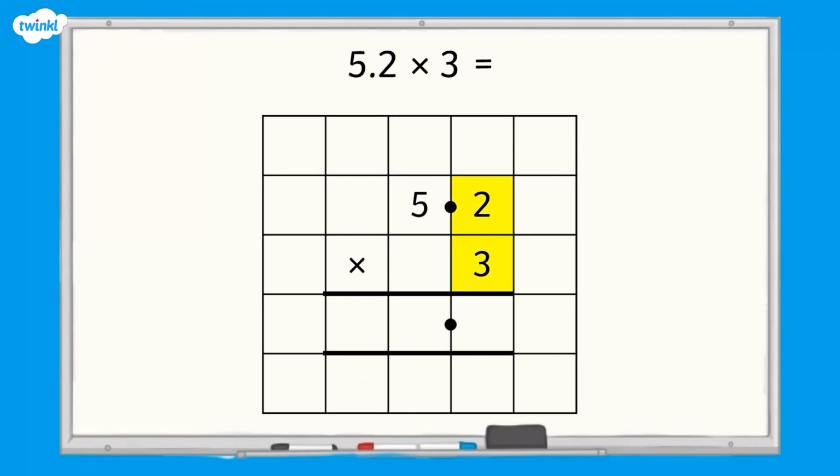First, we multiply the 2/10 by 3. 2 times 3 is 6, so 2/10 times 3 is 6/10, which we write in the tenths column. We then multiply the 5 ones by 3, which is 15, so we write this in the ones and tens columns. This means that 5.2 multiplied by 3 equals 15.6.